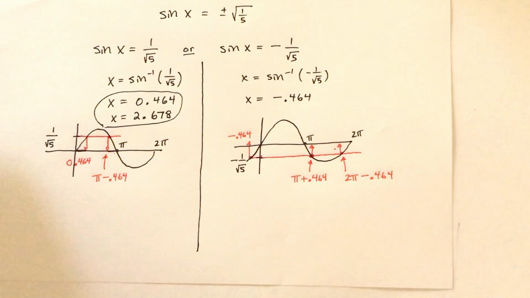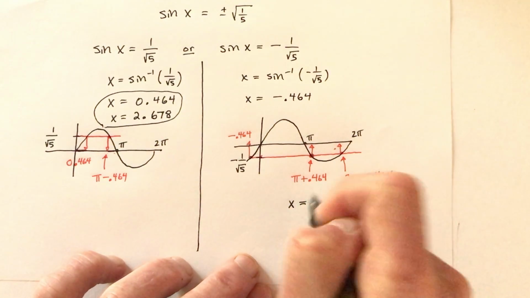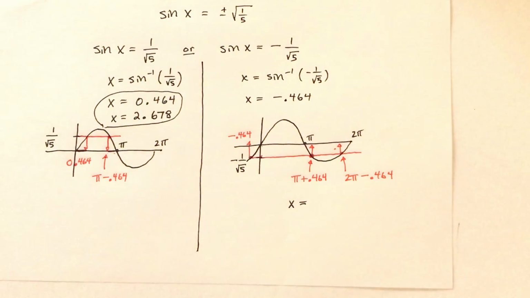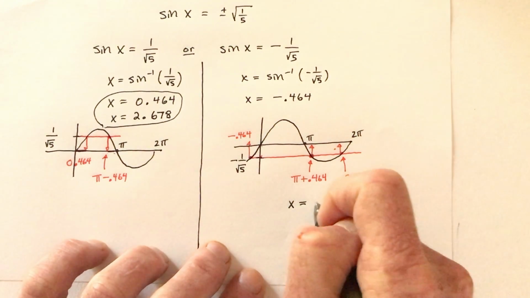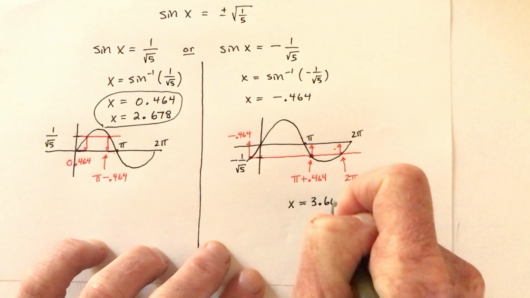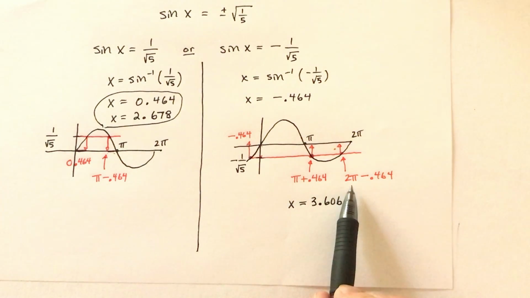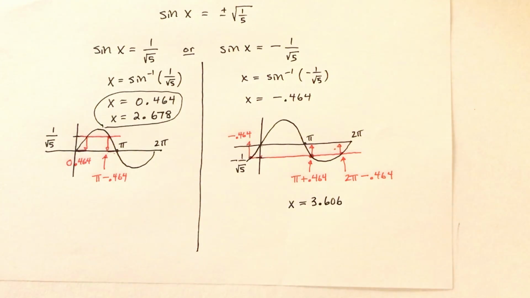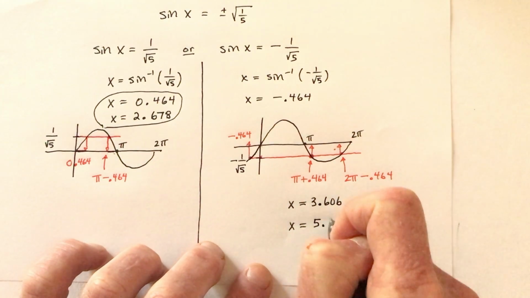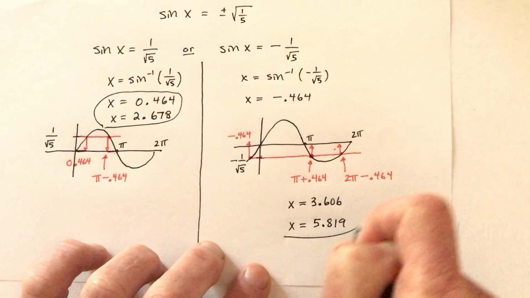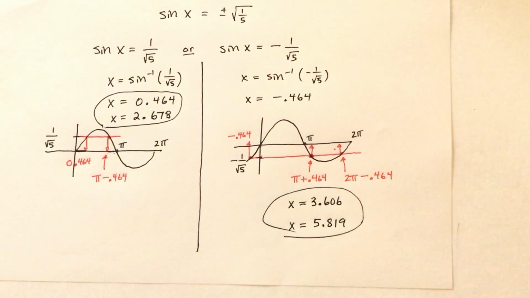Using these little graphs really helps a lot. So let's see, what are the final answers? So I need pi plus 0.464. Again, I'll just do that off to the side real quick. And that is 3.606. And now do this one, 2 pi minus 0.464. And that is 5.819. And there's 4 solutions from 0 to 2 pi.